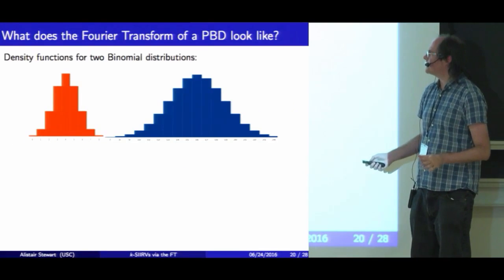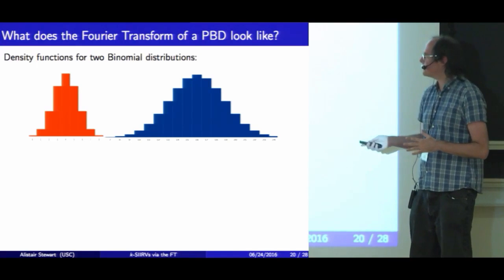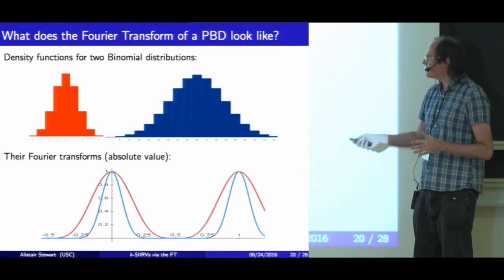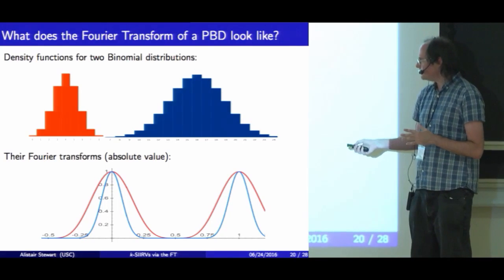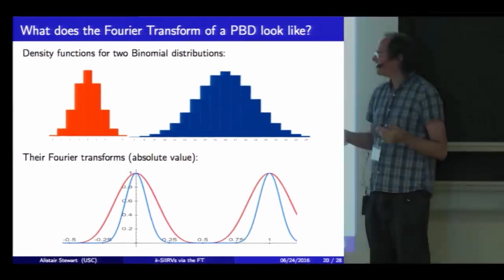Okay, I need some pictures. So this is a binomial distribution. I dare say you've seen it before. This is the absolute value of its Fourier transform. Of course, the Fourier transform is complex, but we're interested in its size. You notice everything here looks a bit like a Gaussian. Unfortunately, not close enough to use as a hypothesis for us.